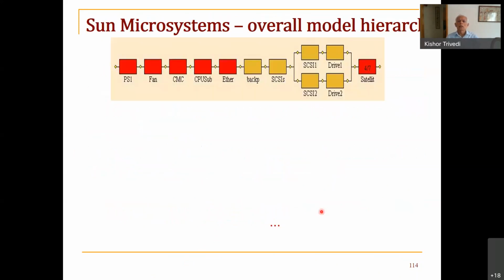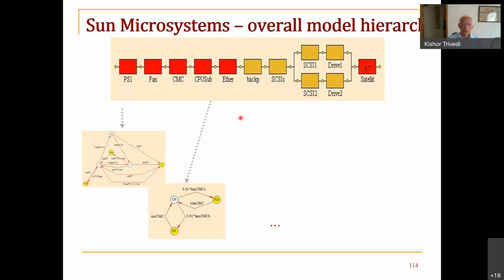The overall top level model was a reliability block diagram that we saw earlier. Each of the top level blocks that is in red was developed as a Markov chain down below, again with a lot of discussions with the engineers who know the system well.